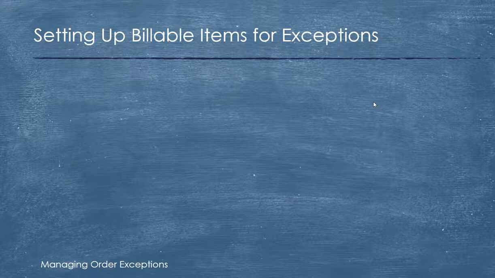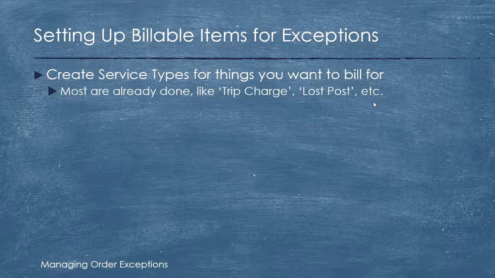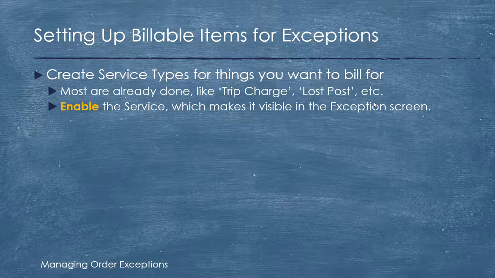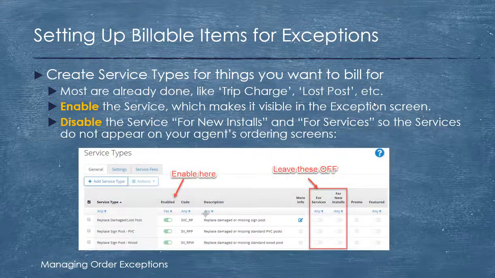Now, for setting up items for exception management, you want to create service types for things you would probably want to bill for. A lot of these are already done. They exist in SignTraker, things like trip charge or lost post. Make sure the service is enabled, which makes it visible to you on the exception screen. We'll show that to you. But disable the service for your new installations and for your services so that these items don't appear on your agent ordering screens.